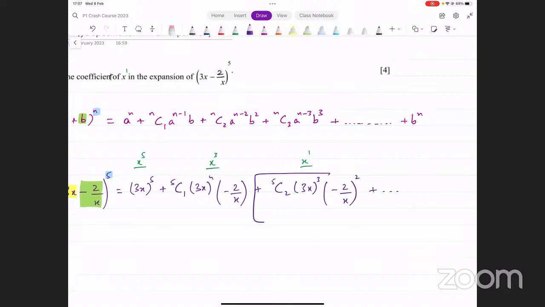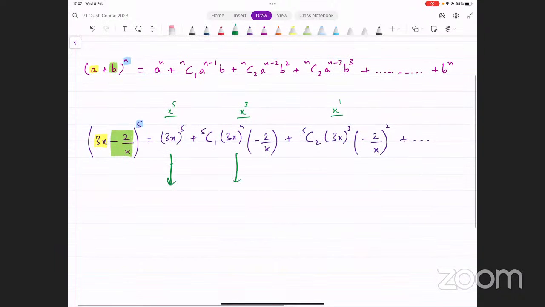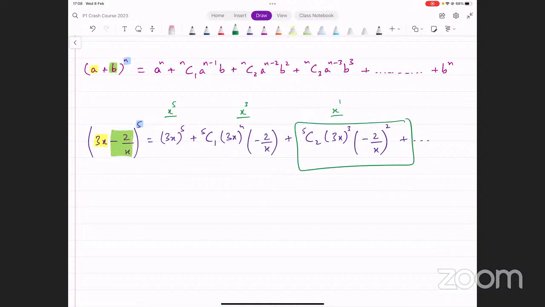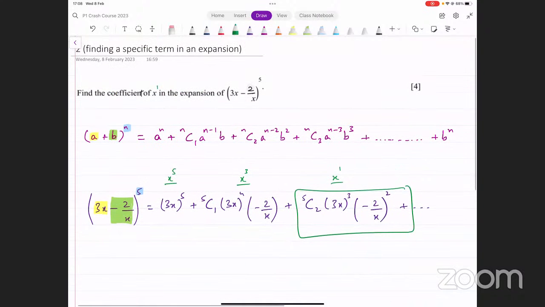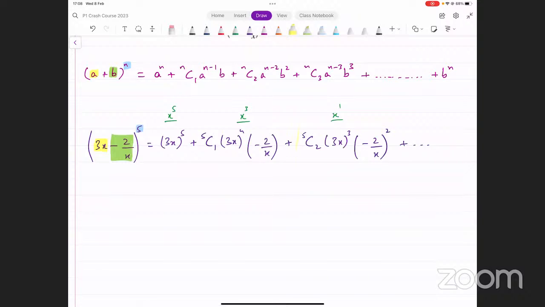This is the term that you're looking for. You don't really have to expand the rest of it. You don't have to simplify the rest of it even. You know that this is the term that has x power 1, and that is what you need. You can just ignore everything else. Just expand or simplify this thing now, and that is going to give you the result. Now, what's 5C2? Just put this on a calculator.